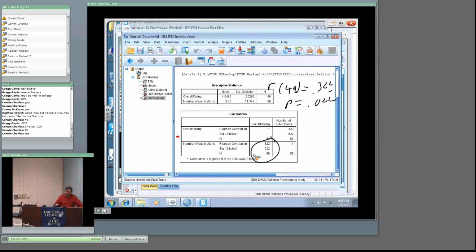So I did that part of this example just to show you how you can combine variables. Any questions? Yeah, the 49 comes from 50 minus 1, right? Correct.